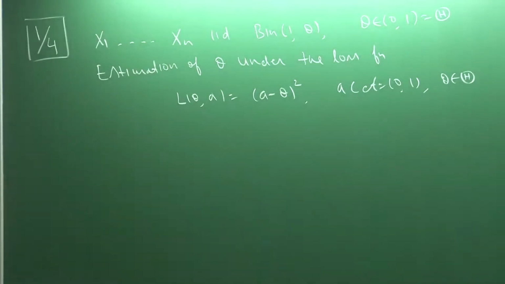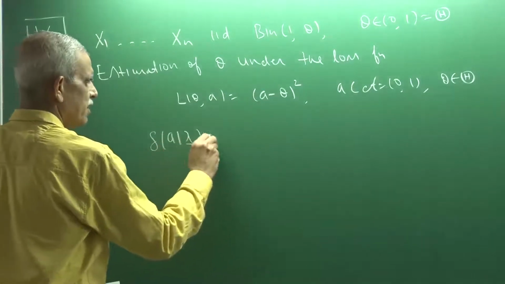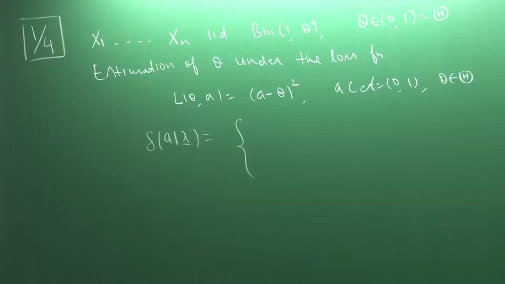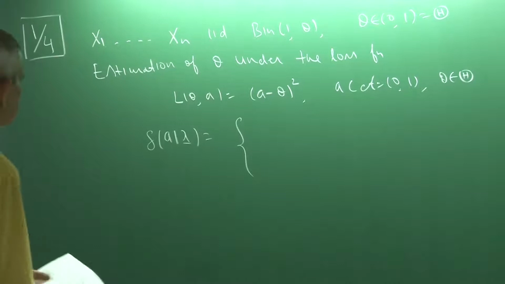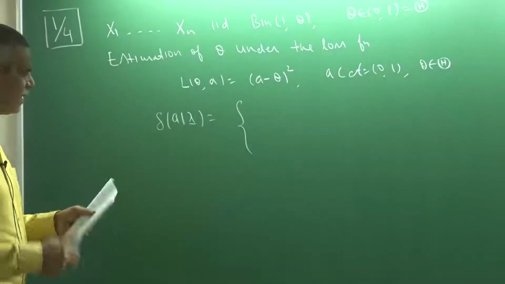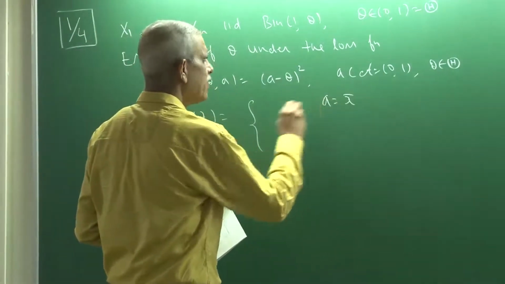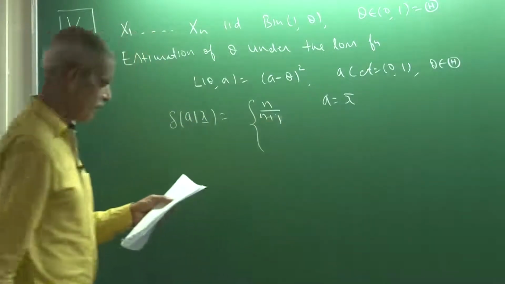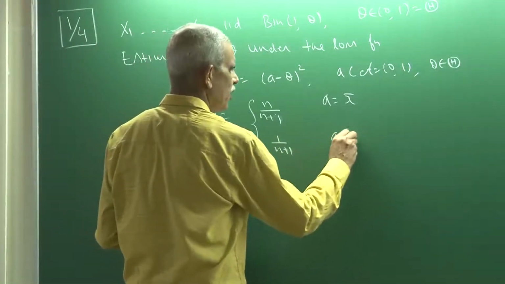So what it says is you consider a randomized decision rule. Randomized decision rule means it does a randomization immediately after observing the data, before arriving at the final decision. So what is the randomization? It says the probability of taking action a when x is observed: if a is x bar, the probability of taking x bar is n upon n plus 1, and with the remaining probability, that is 1 upon n plus 1, a is equal to half.